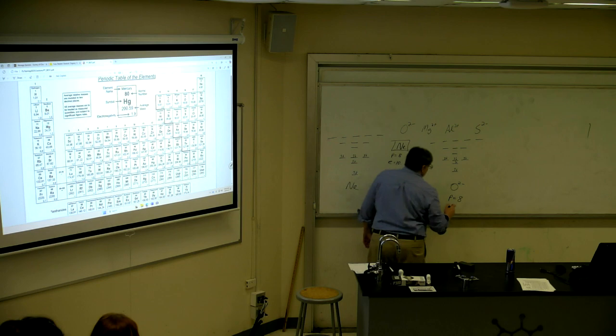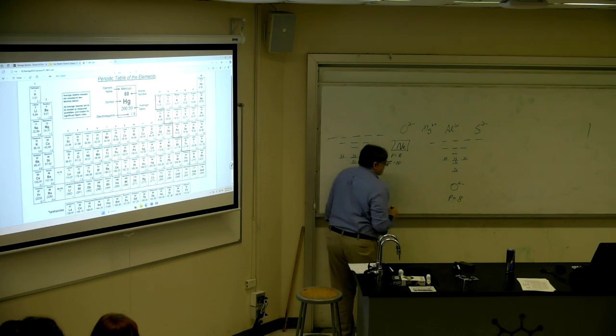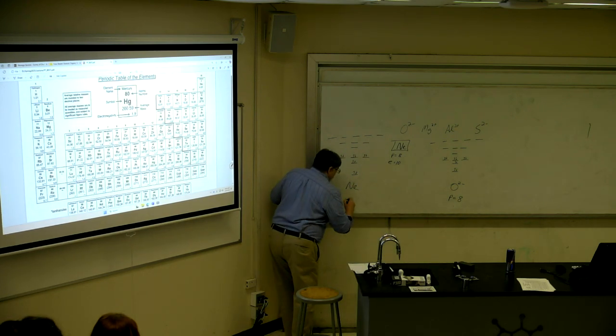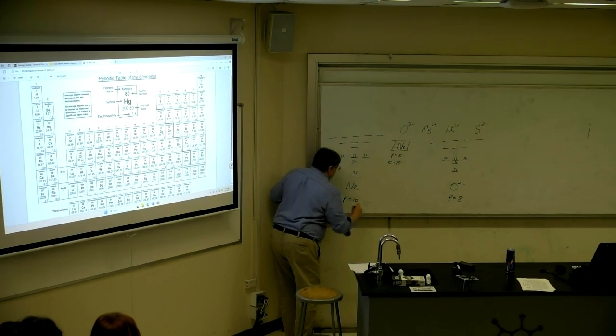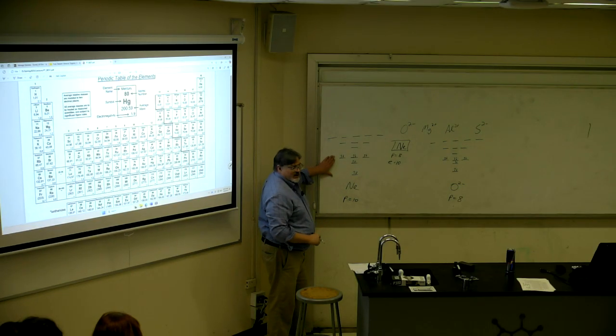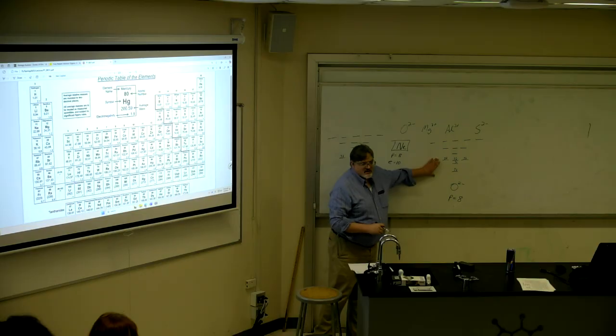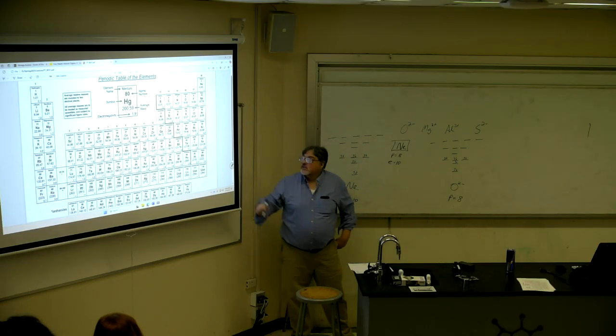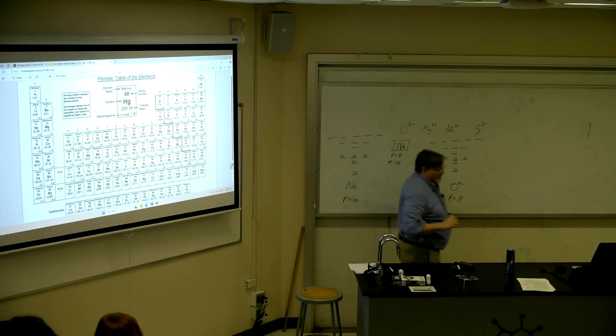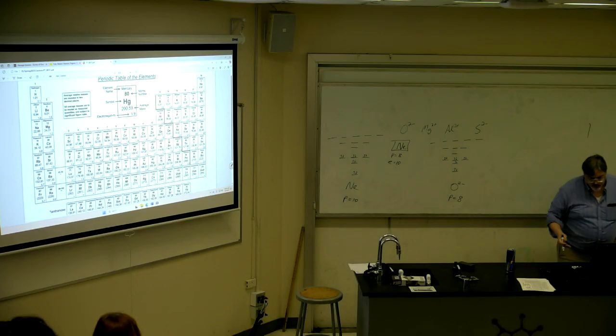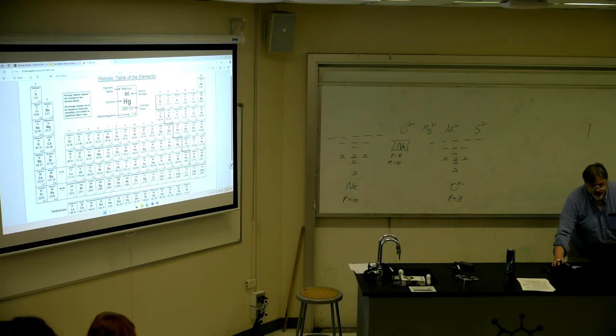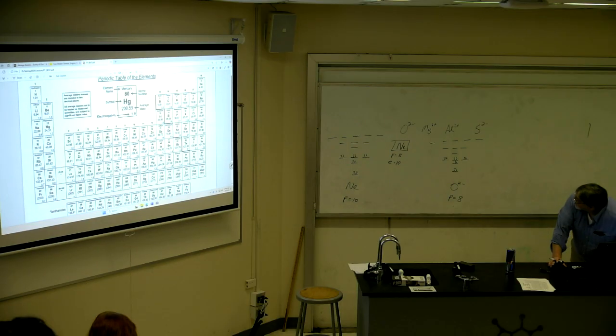Oxygen has 8 electrons and 8 protons, and neon has 10 protons. So it's neutral when it's like this. When oxygen is like this, it's -2 because that's 2 extra electrons. So it ends up with the electron configuration of neon, but it's still charged 2- because the number of protons is different.